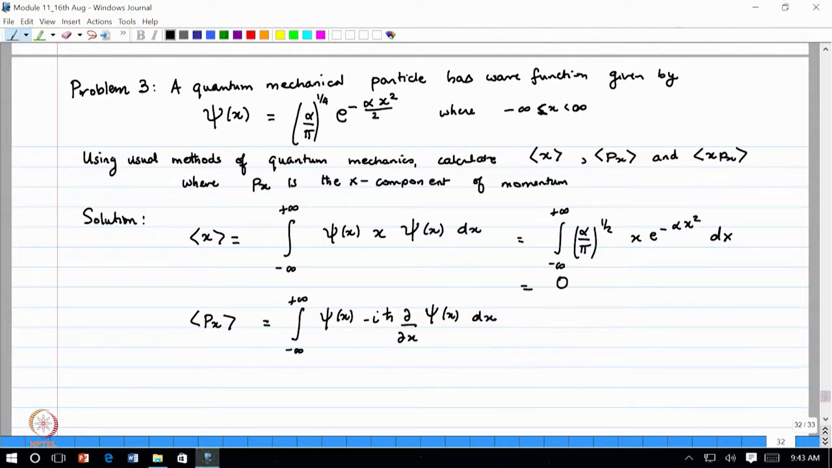So I can write this as minus iħ, with alpha by pi raised to half outside, integral from minus infinity to plus infinity of e to the minus alpha x square by 2. Now I have to take a derivative of e to the minus alpha x square by 2, which is e to the minus alpha x square by 2 into the derivative of alpha x square by 2, which is just alpha x. And you can again see that you have an odd function, x times e to the minus alpha x square by 2. Alpha is a constant, so I can write this equal to 0.